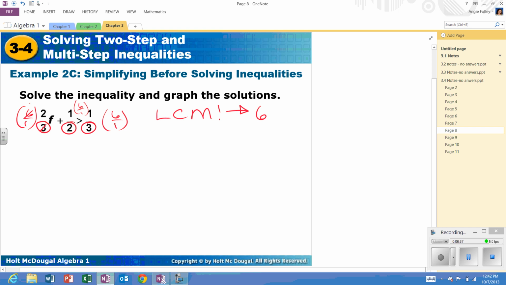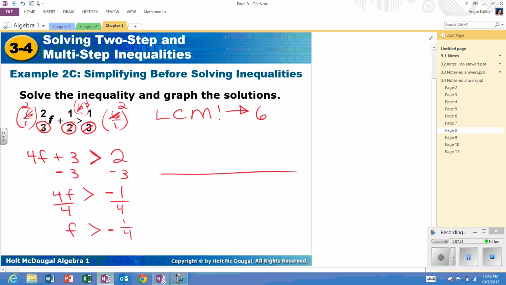This 3 goes into this 6 2 times. So now we have 2 times 2, which is 4f. This 2 goes into this 6 3 times. So we've got 3 times 1, which becomes 3. Put in our sign. Now we've got this 3 to go into this 6 2 times. 2 times 1 is 2. Now this looks much easier to solve. Let's move this 3 over to the other side. 4f is greater than 2 minus 3. That becomes a -1. Divide both sides by 4, and f is greater than -1/4.